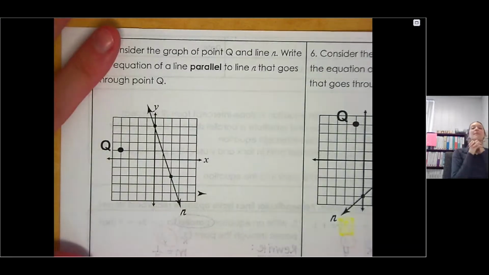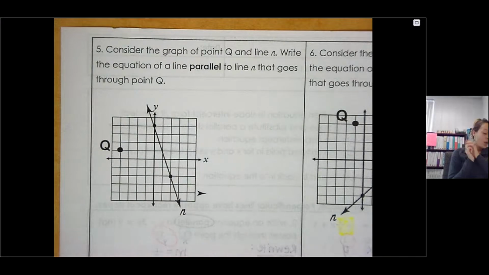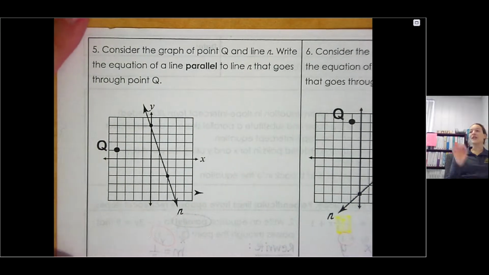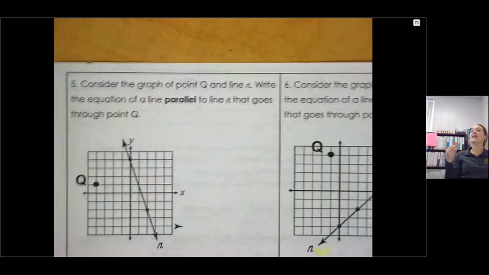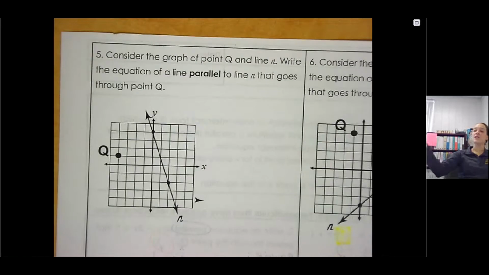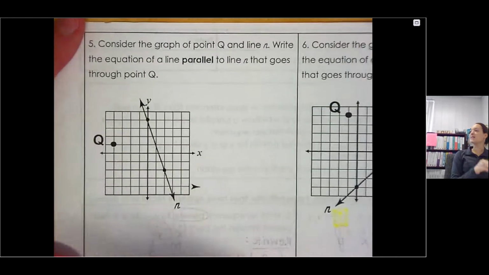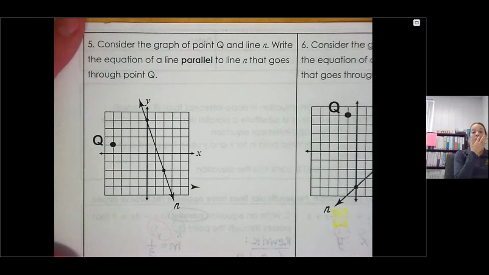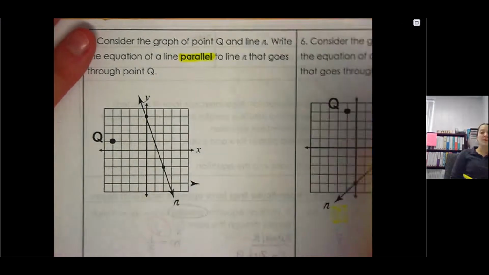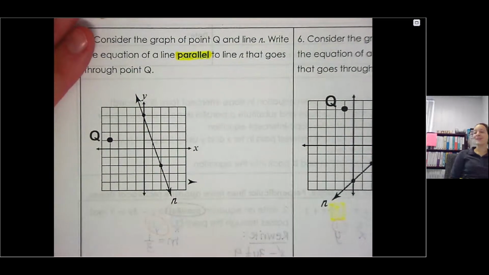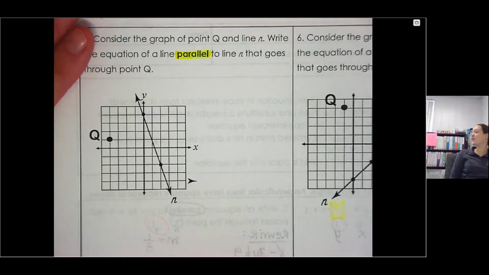All right. On the back, number 5 and 6. Okay. It says, consider the graph of point Q and line N. Write the equation of a line that is parallel to line N that goes through point Q. It is literally the exact same thing as the front. The only thing that's different is instead of me giving you the equation, this time you have to write the equation based on the graph itself. So the first one is parallel, which means what about the slope? It's the same slope. Okay, so why don't we figure out what the slope is of this problem?